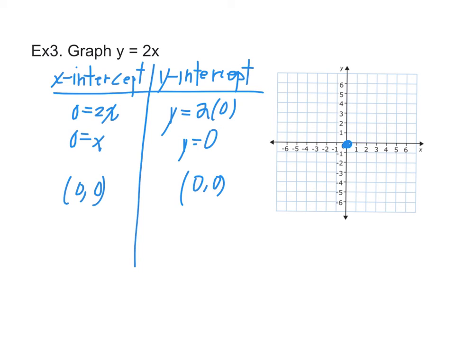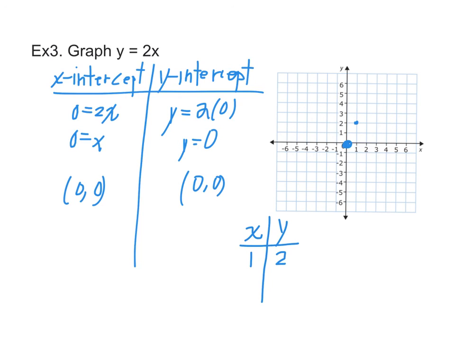We can't draw a line, but I know a line exists. What that tells us is this method of finding the x and y-intercepts is not good enough. We can't use it for this particular problem. So I'm going to have to resort back to my table of values to find a couple more points. So we already used 0. Let me just do a couple more, like maybe the point x equals 1. When x equals 1, we have 2 times 1, or y equals 2.